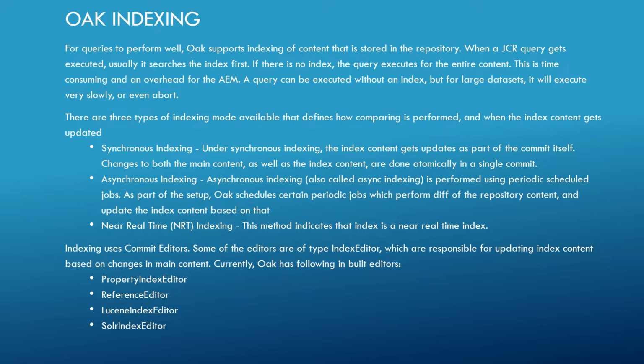So the first one is synchronous indexing. In this case, the index content gets updated as part of the commit itself. Whenever you do a content commit, at the same time, as part of the same thread, the index content also gets updated. The use of synchronous indexing is whenever you want to maintain content uniqueness, meaning the index will always reflect the latest content. In those scenarios you can use synchronous indexing.